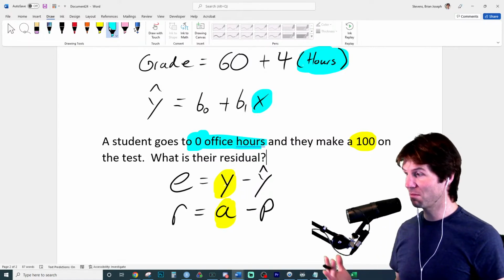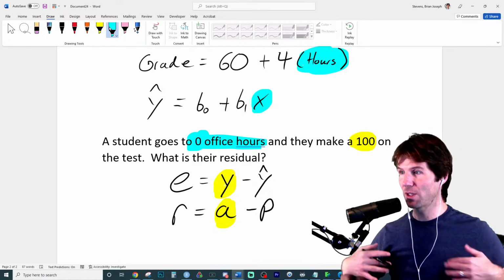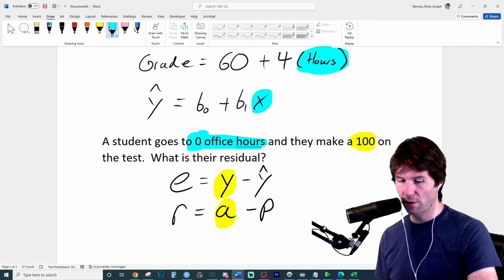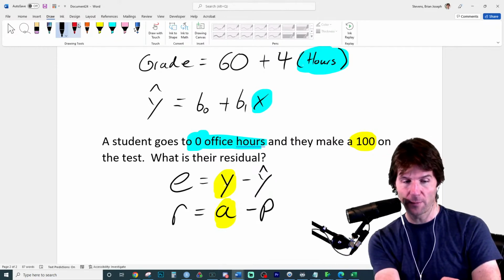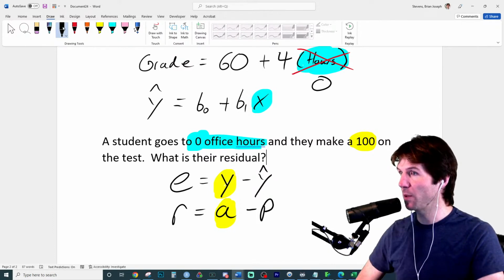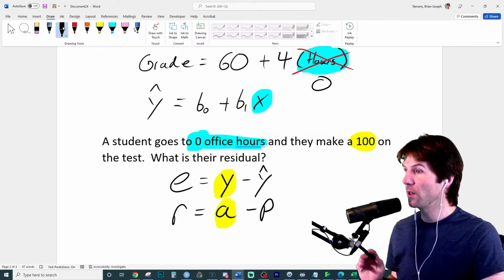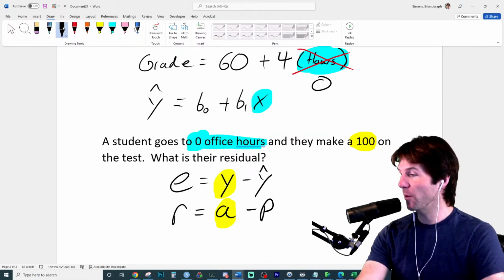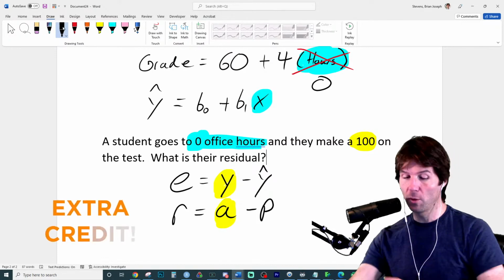So just talk to me theoretically. It's like, okay, they went to 0 office hours. So now we would take 0 and do what right here? Does that make sense? We plug it into the formula. And then, very close.